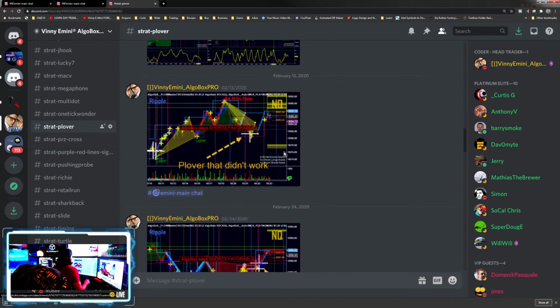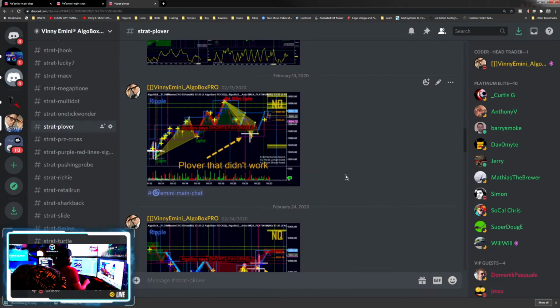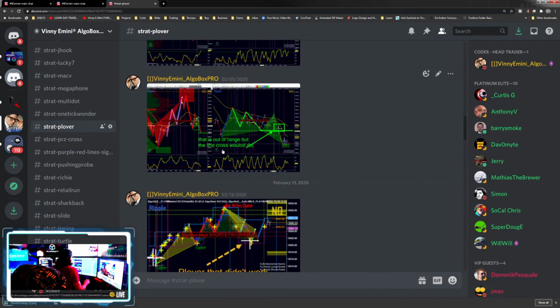Okay, here's a plover that didn't work. So we had a nice straight leg down. Boom, we had the cross, right? I'm targeting this PRZ, but this one came up right there, right? So where's my stop? Right there, right? So there's one that didn't work. They're not perfect. Okay, let's see if we got any others.